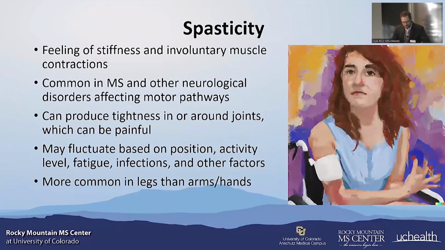So spasticity, I'll try to move fast. This involves a feeling of stiffness or involuntary muscle contractions. It is very common in MS and other neurological disorders. And as I mentioned before, it can produce tightness in and around the joints, which can be painful.